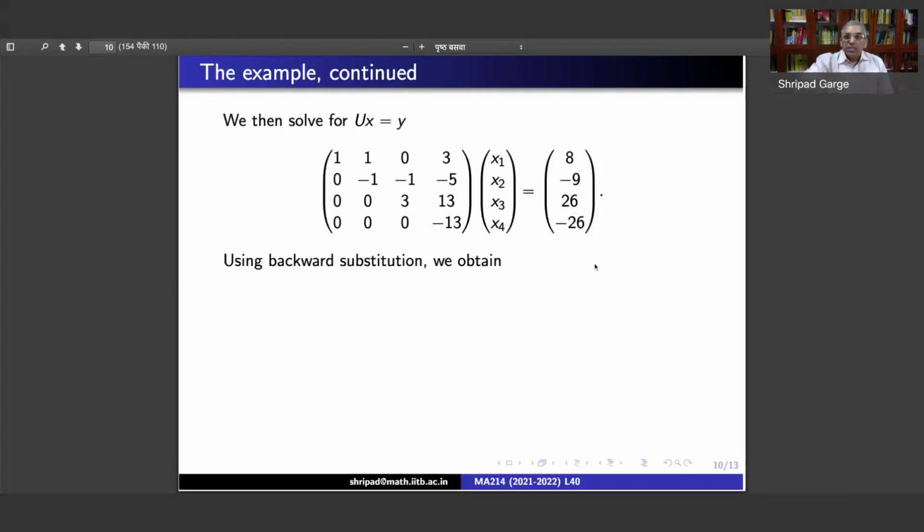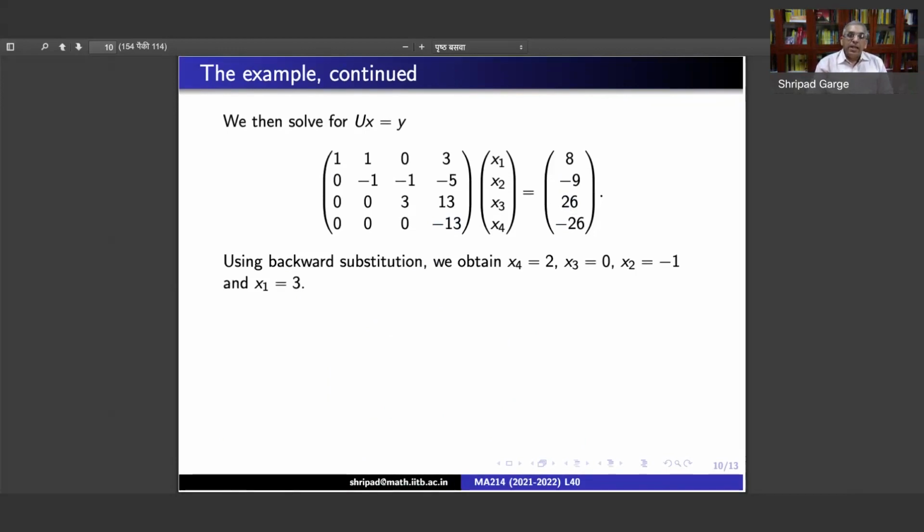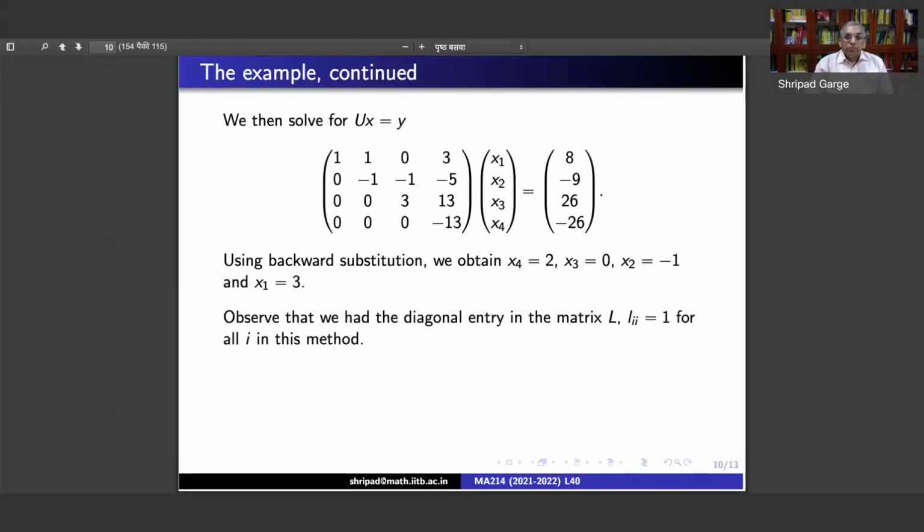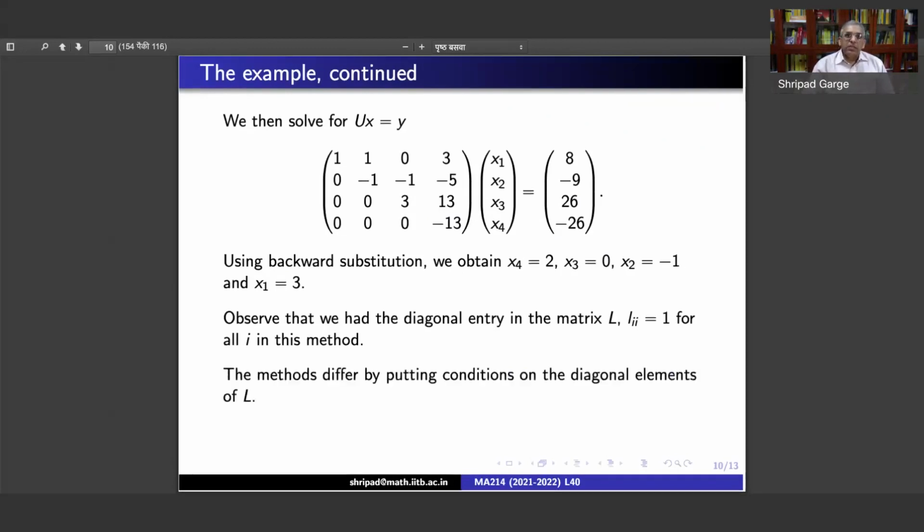And then using backward substitution, we see that -13 x4 is -26. So x4 is 2. x3 is 0, x2 is -1, and x1 is equal to 3. So having the decomposition A equal to LU helps us in solving the system. Observe that we had the diagonal entry in the matrix capital L, L_ii, that was 1 for all i in this method. There are various methods, so the methods will differ by putting conditions on the diagonal element.